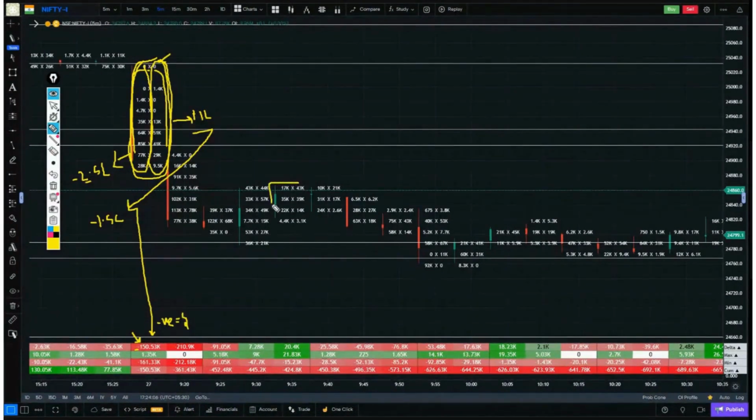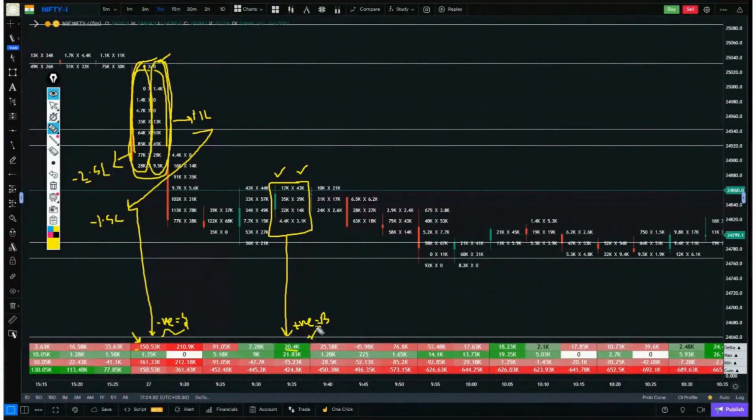Now let's pick this candle. Similarly, add the buyers on the right side, add the sellers on the left side, and subtract one from the other. Now here, we get a positive delta. What did the positive delta indicate? There are 20,000 more buyers. So what did we get? Positive delta. Positive delta means buyers, just like negative delta means sellers.